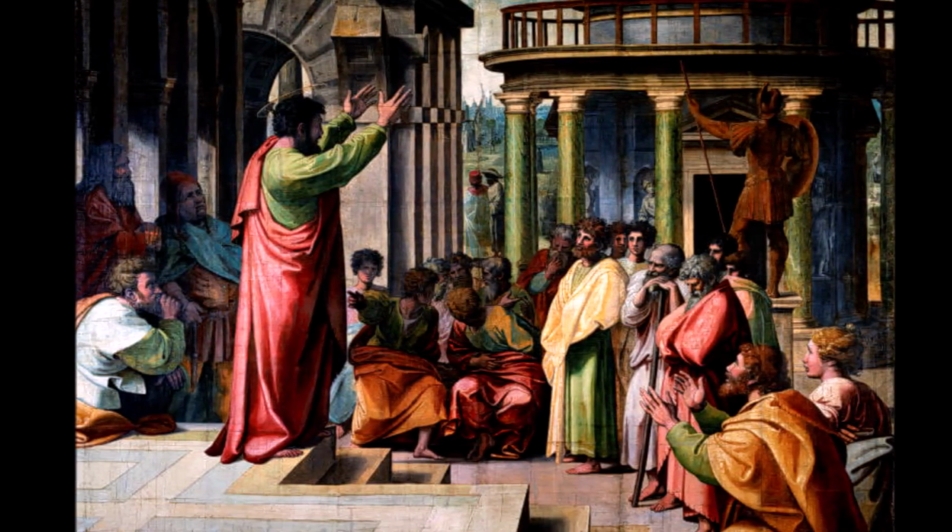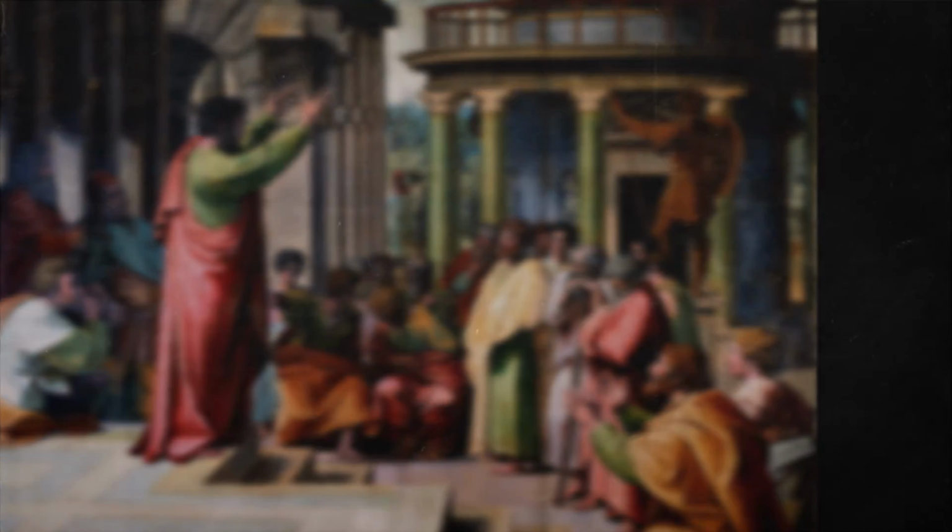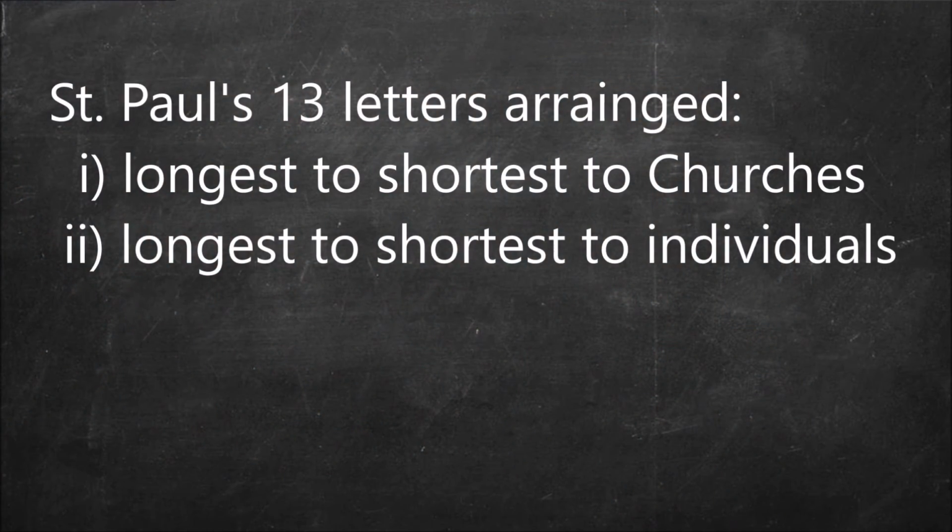Now, these letters are generally organized from longest to shortest, according to if they've been written to a church or to a person. So, for instance, the first group are written to churches, and they begin with the longest, Romans, and then 1 Corinthians, 2 Corinthians, and so on, until we get to Paul's letters written to individuals. So 1 Timothy, 2 Timothy, Titus, and Philemon.